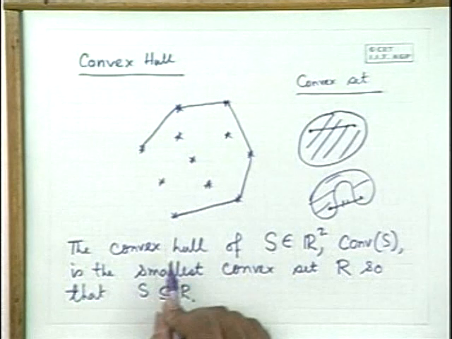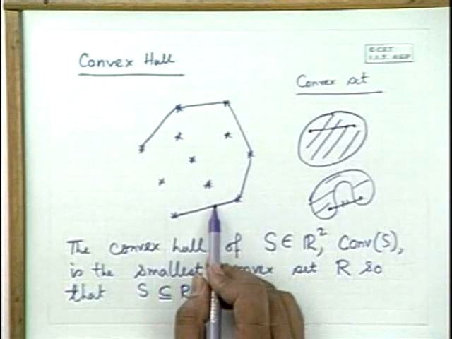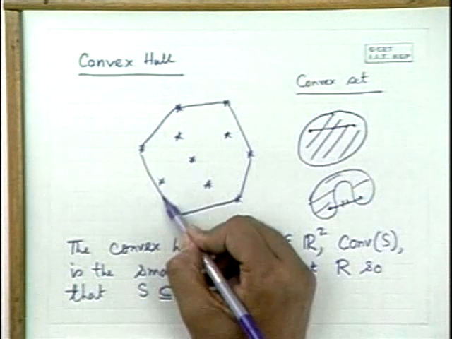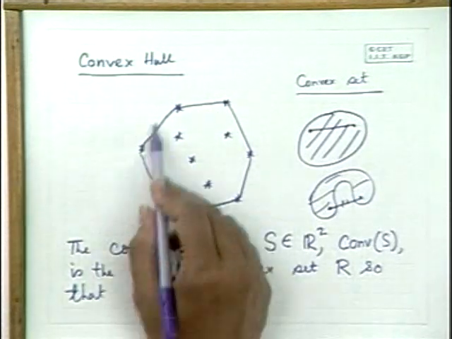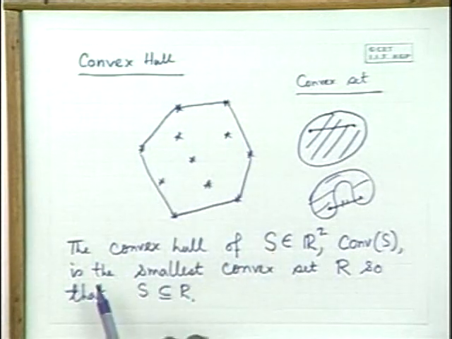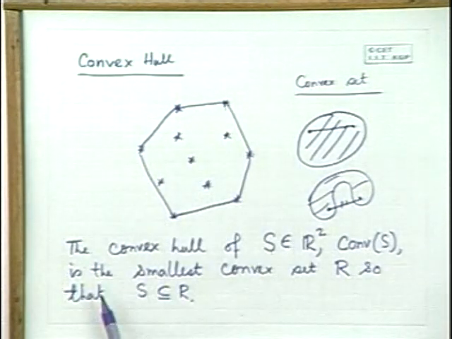Okay, let me define this. First of all, this set is an infinite set, because there are infinite number of points in the plane. It is the smallest in terms of the area. And this. So this is the smallest convex set which contains all these points inside or on. You cannot draw anything else.